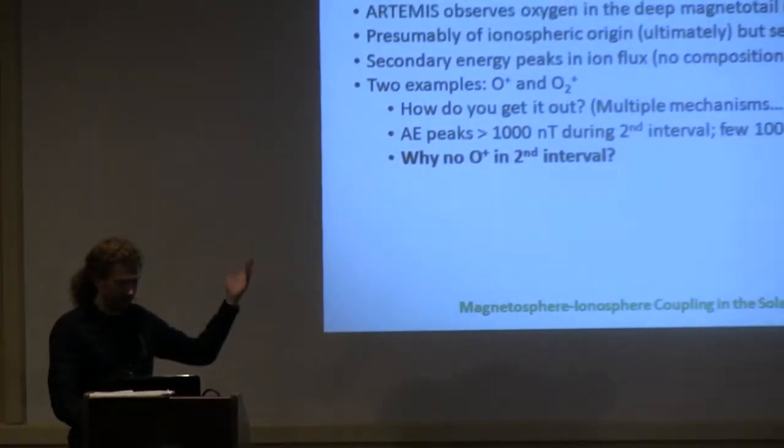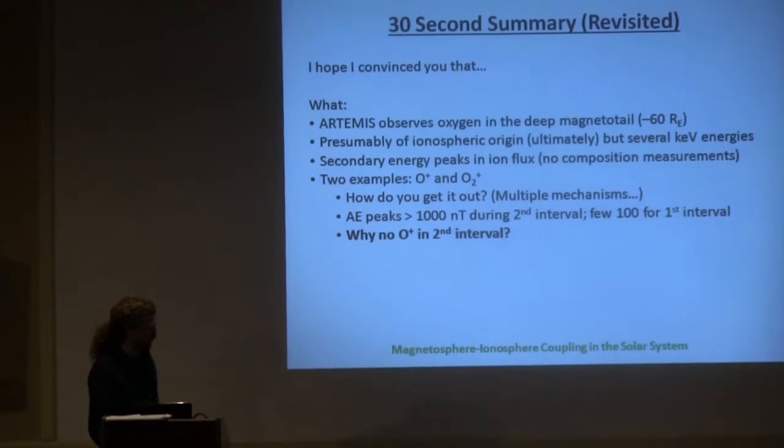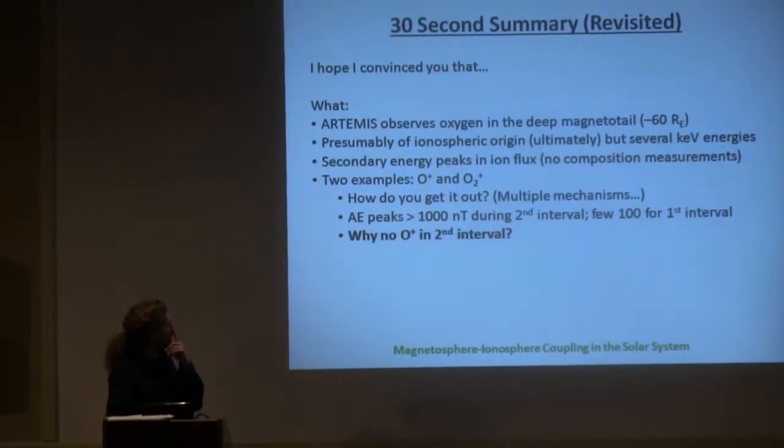And also, in the two examples, we see O plus, we think, and O2 plus. So how do you get it out of the ionosphere? There have been lots of talks about that already. Upflowing and acceleration and all sorts of different mechanisms, many of those related to geomagnetic activity.